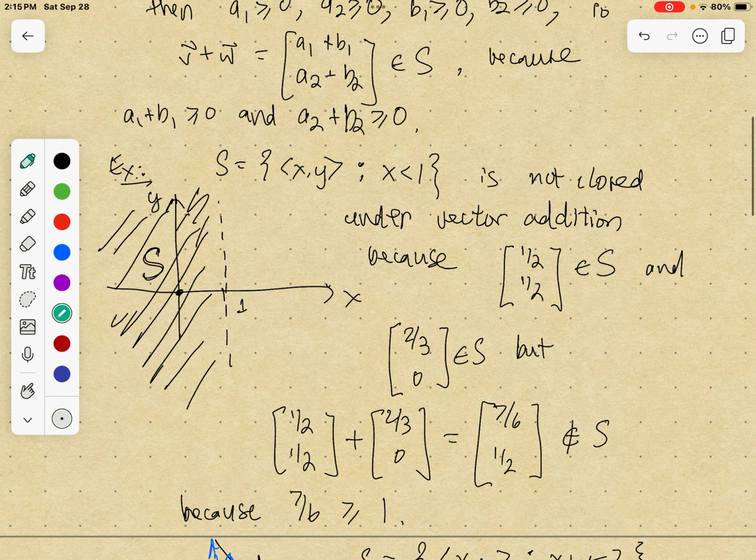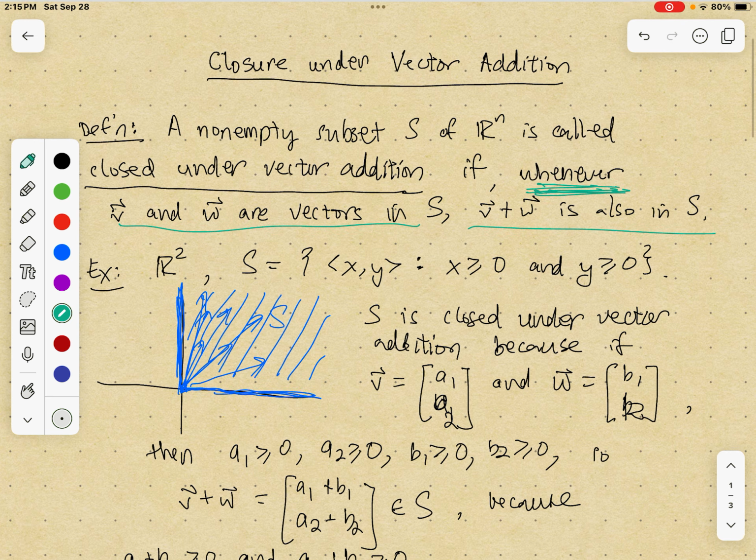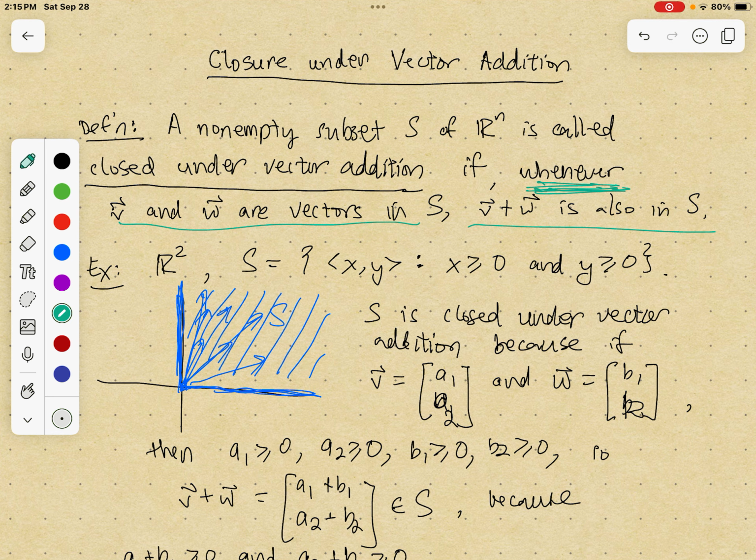By the way, the two vectors you're adding could be the same. So when we're saying that whenever V and W are vectors in S, V plus W is also in S, when we're coming up with counterexamples, it could be the case that V and W are the same, right? So if you have a subset and it contains a vector V, but then 2V is not in S, so let's say that V is in S, but V plus V is not in S, well then that set would not be closed under vector addition.